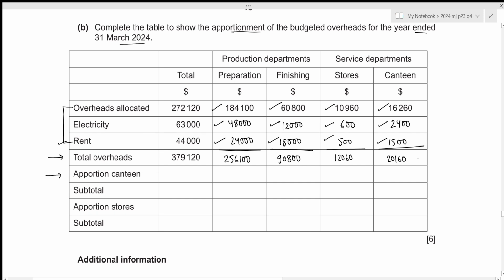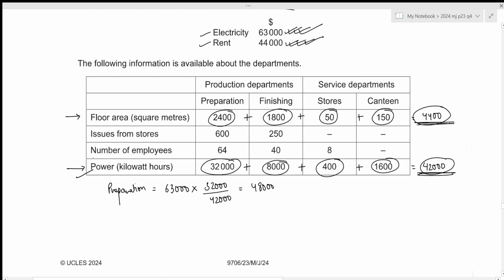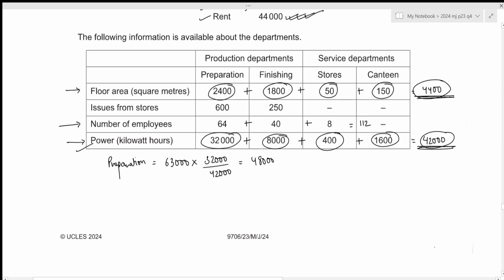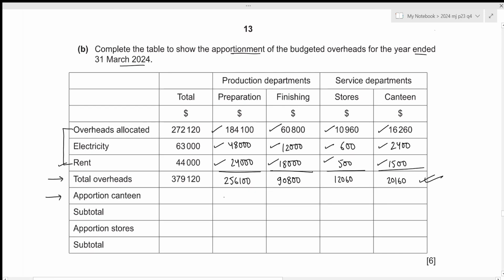So the total for canteen is 20,160, and a suitable basis of apportionment will be the number of employees. So that will be 64 plus 40 plus 8, which results in 112. Now for the preparation department, we start with a total of 20,160 multiplied by 64 and divided by 112. This results in the value of 11,520 for the preparation department.